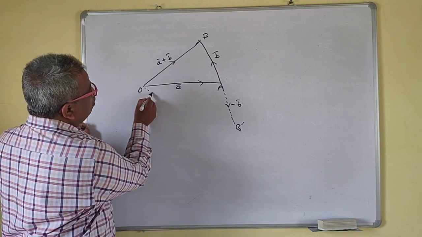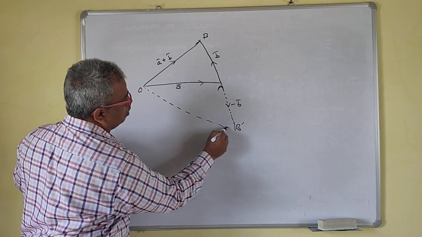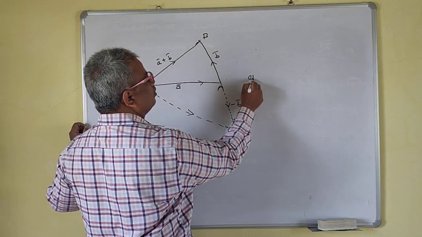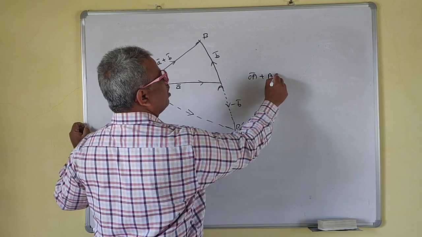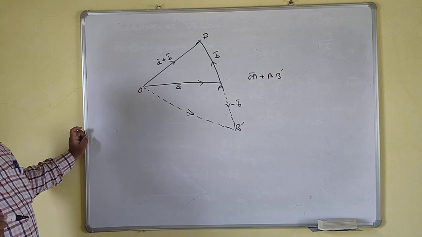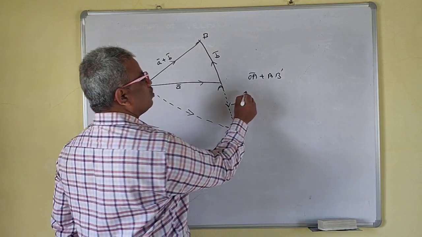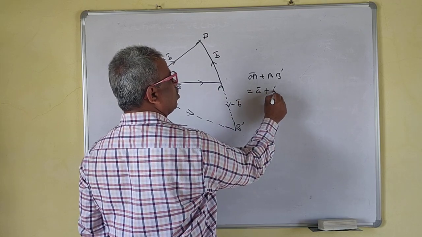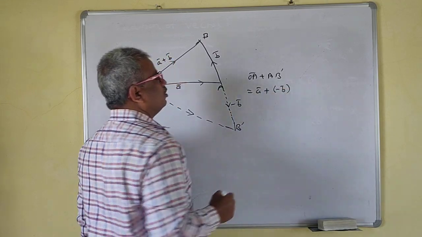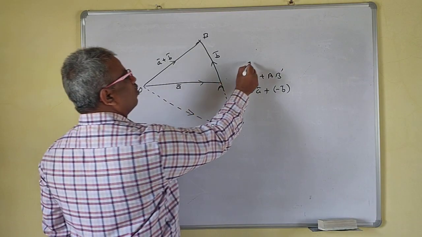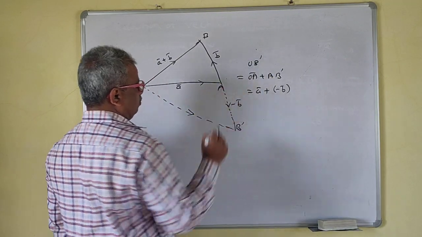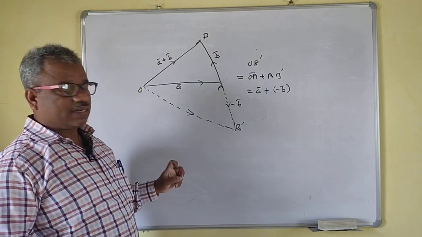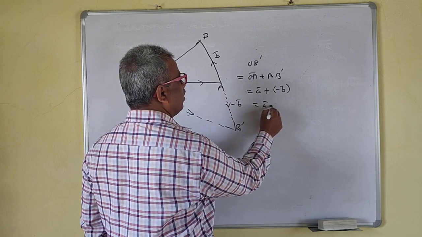What will this vector be then? This will be OA bar plus AB dash. Now see here, the initial point is the same. OA bar is your A bar, plus AB dash bar is minus B bar. Because OB dash is equal to OA bar plus AB dash bar by the triangle law. So this is A bar minus B bar.